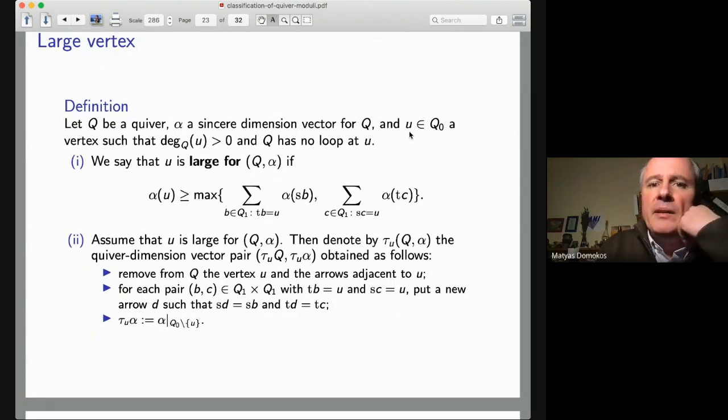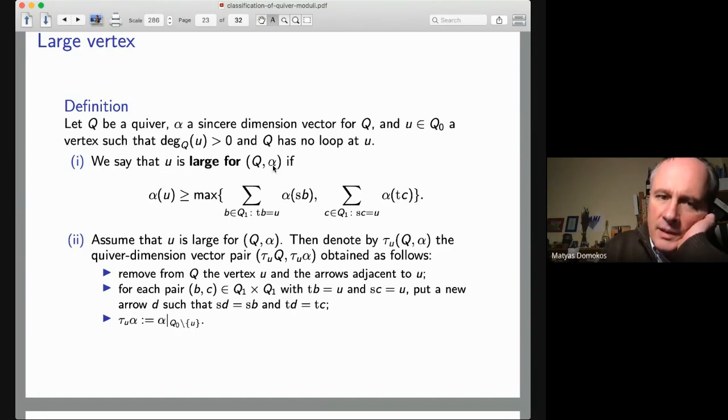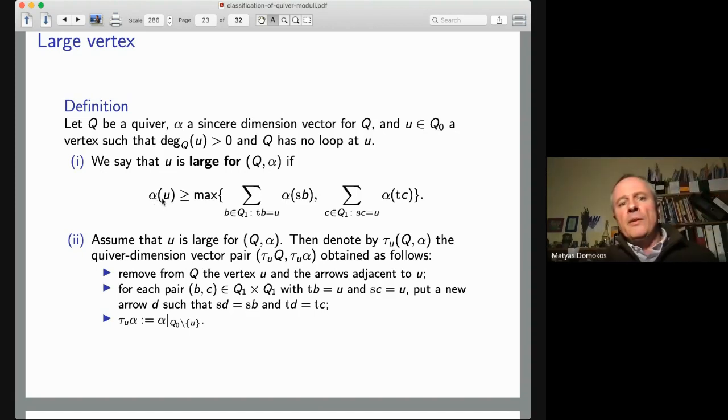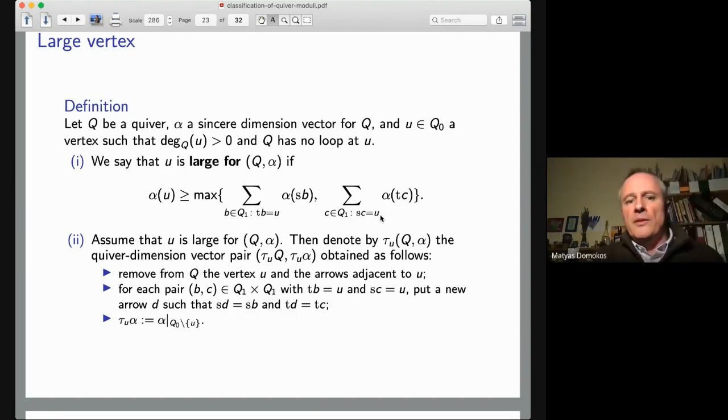And let U be a vertex such that there is no loop at this vertex, and we will say that this U is a so-called large vertex for the pair Q alpha if the dimension vector alpha satisfies this property, that its value at U is greater than or equal to the sum of its values on the sources of all the arrows whose target is U, and similarly the value of alpha at U should be greater than or equal to the sum of the values of the dimension vector on the targets of those arrows whose source is U.